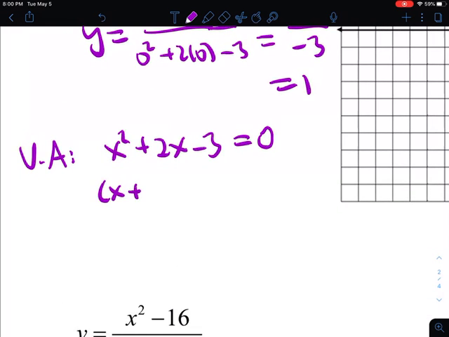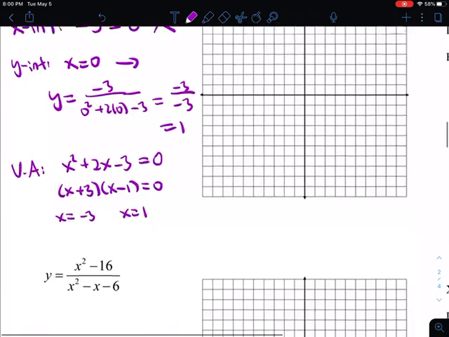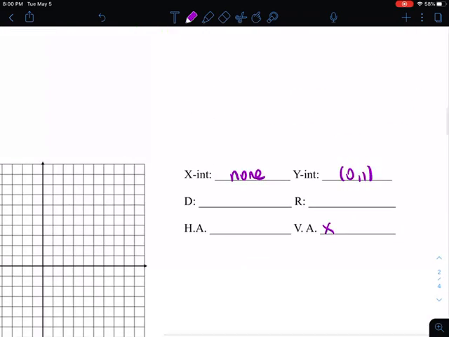And in this case, this can be factored. Two numbers that add up to 2 and multiply to negative 3: plus 3, minus 1. So I get x equals negative 3, x equals 1. So there it is. We have two different vertical asymptotes, negative 3 and 1. So let me write down both.